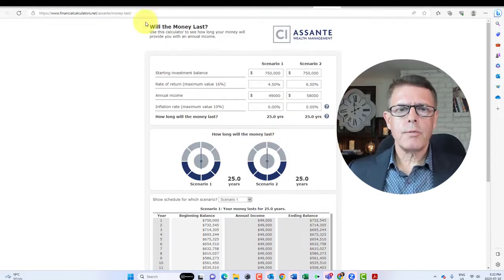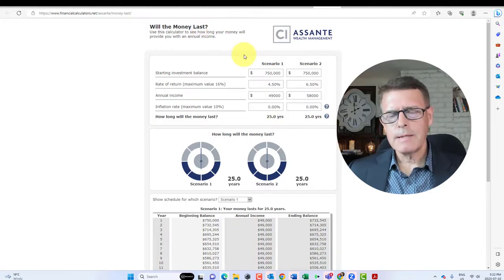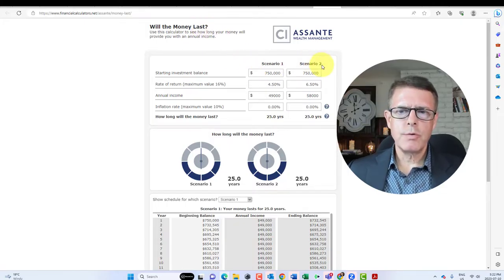Okay, you'll see on the screen a calculator. It's called Will the Money Last? So how long will the money last essentially? We've got two scenarios set up here. We've got $750,000 of RRIF capital in both of these accounts. We're using a rate of return of 4.5% and 6.5%. So let me unpack that for you.